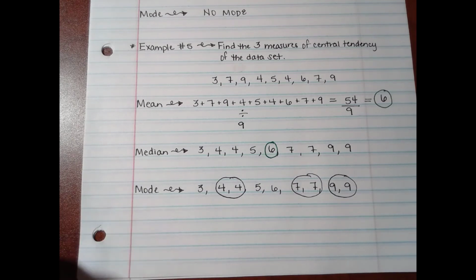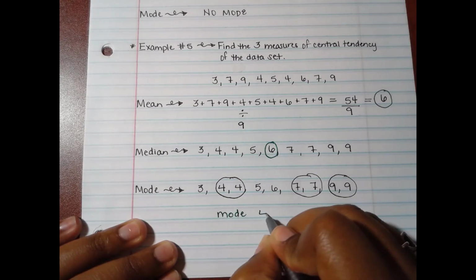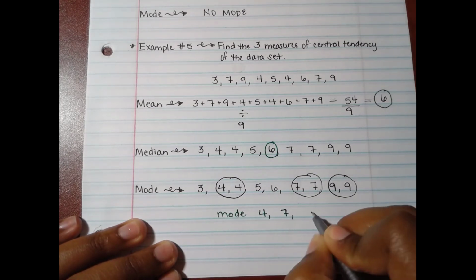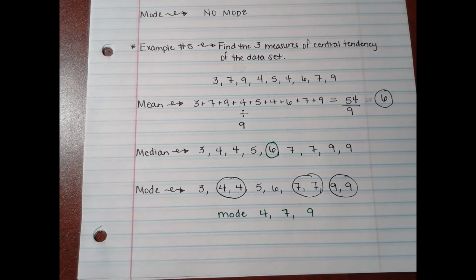So what does that mean? That means I have a data set that has 3 modes. The mode would be 4, 7, and 9. So we have a mode with 3 different numbers.